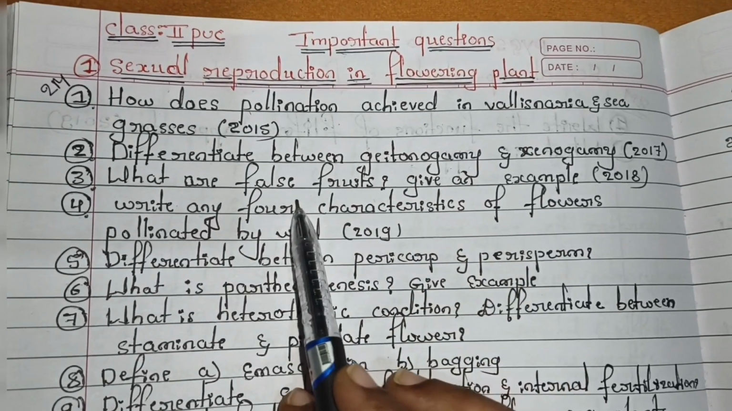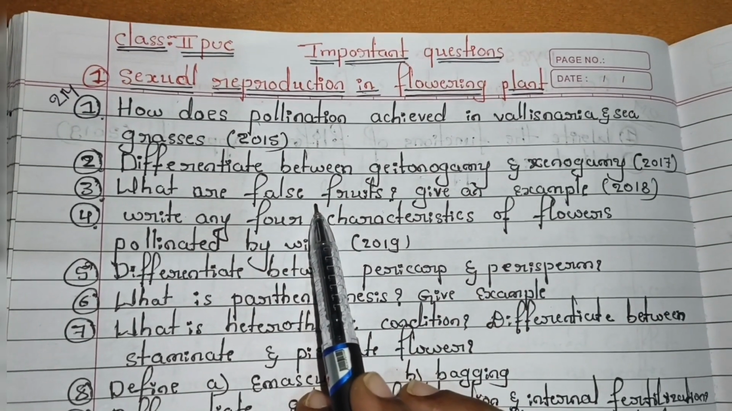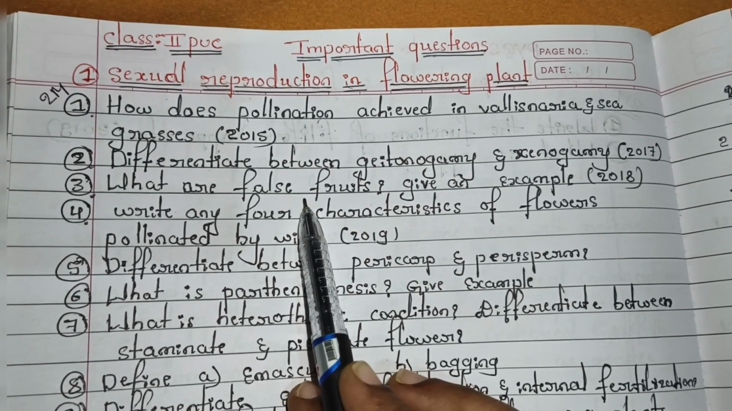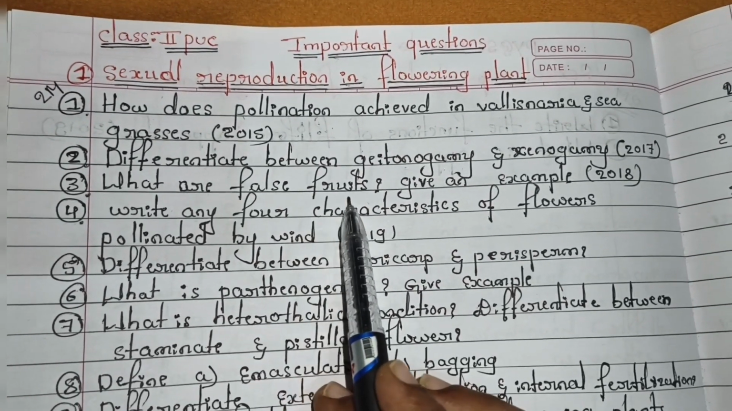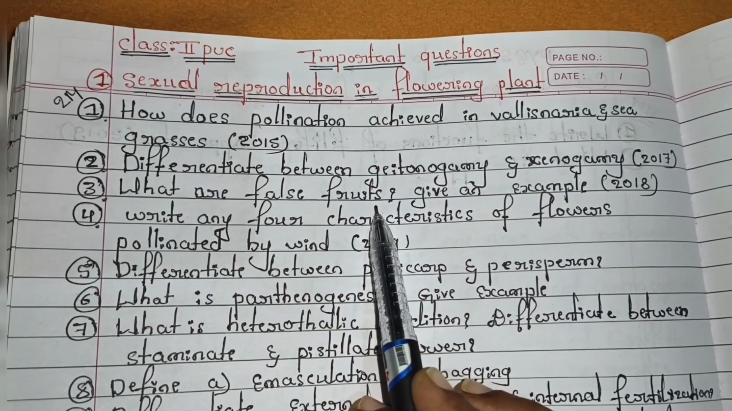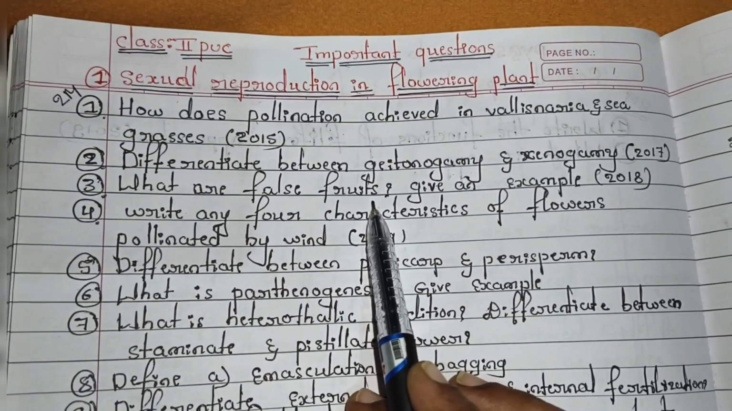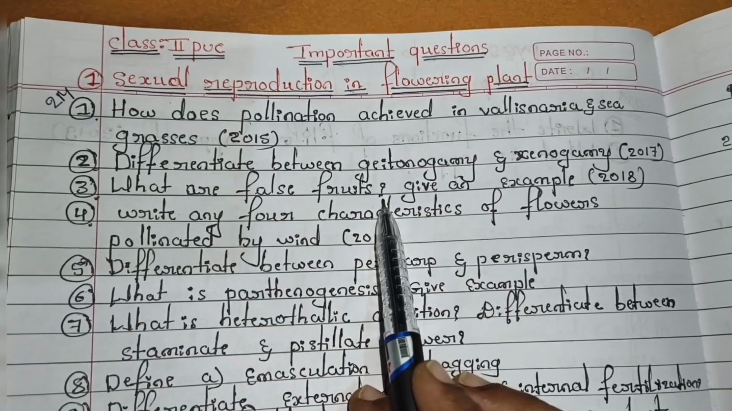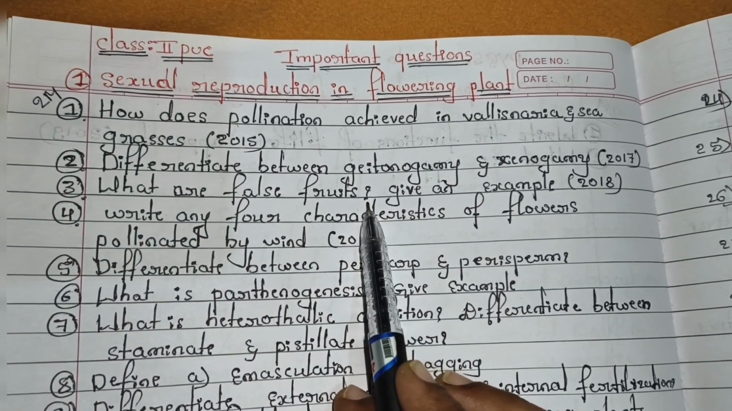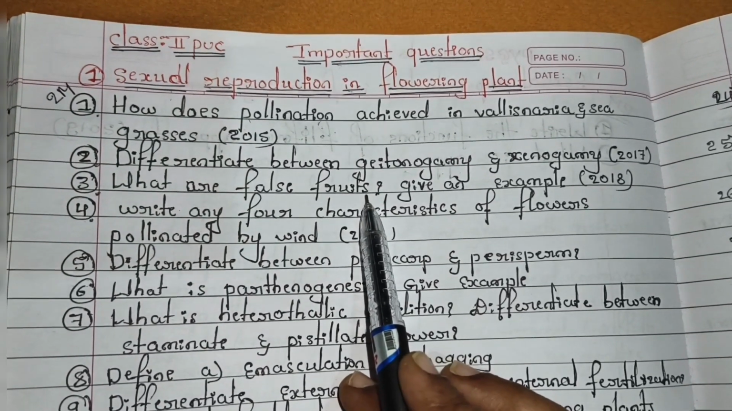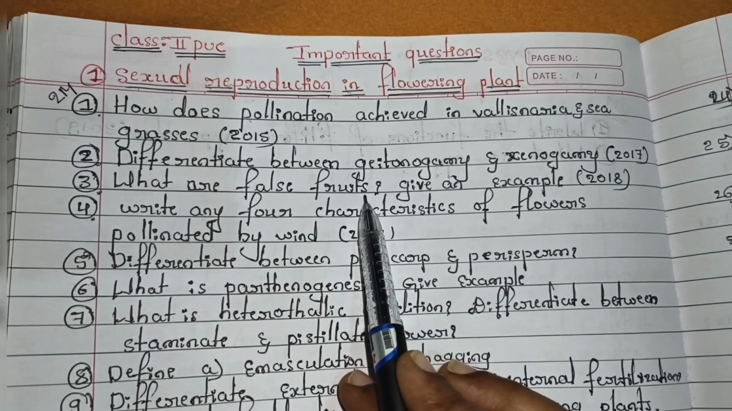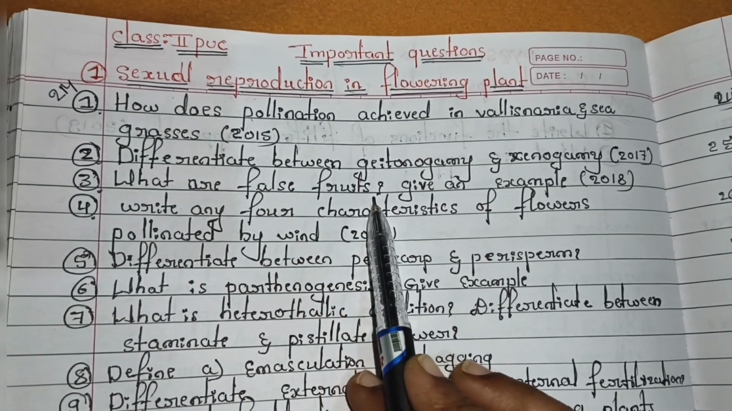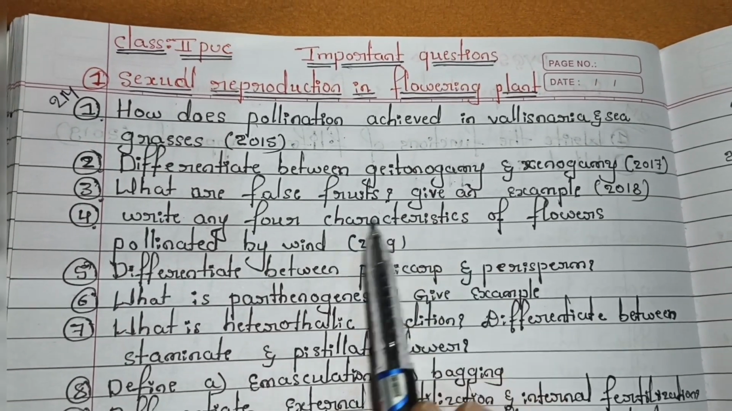Give an example. False fruit means the fruit develops from a part of the flower, for example the thalamus. So the fruit will be developed from the thalamus. Usually the fruit develops from the ovary, and ovules help in developing a seed. But in some plants the fruit is developed from a part of the flower other than the ovary. Those we call false fruits. Example: apple.